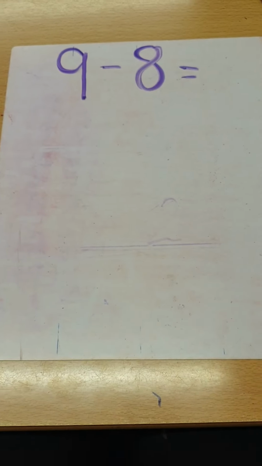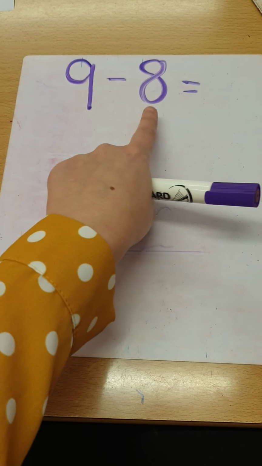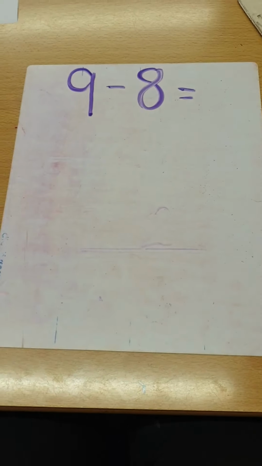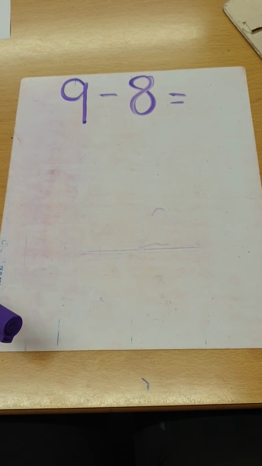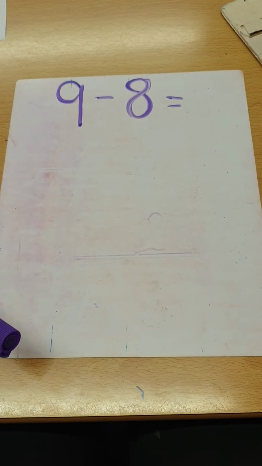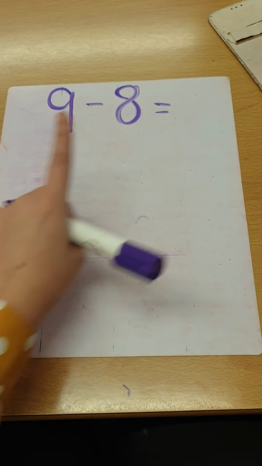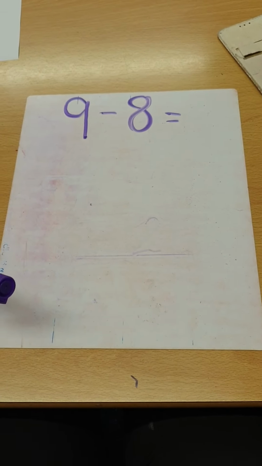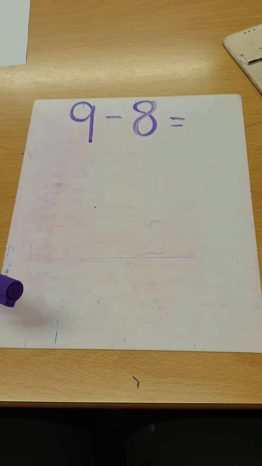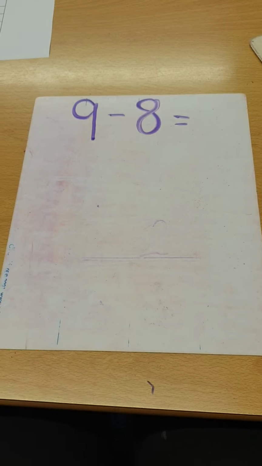So I've got my first sum here. I've got 9 take away 8 equals. Now 9 and 8 haven't got any tens because they're both 1-digit numbers. Who can tell me what number I need to start with? Do I start with the 8, or do I start with the 9 when we do column subtraction? Excellent. We start with the 9 because 9 is the biggest number.